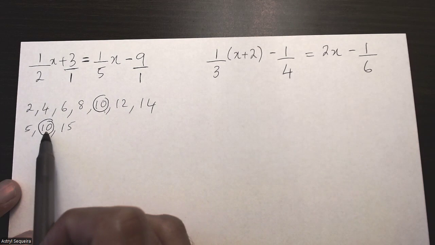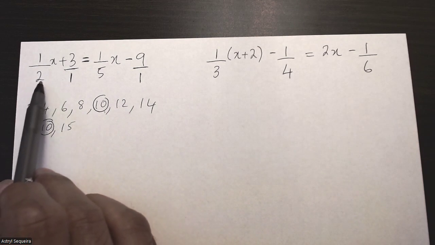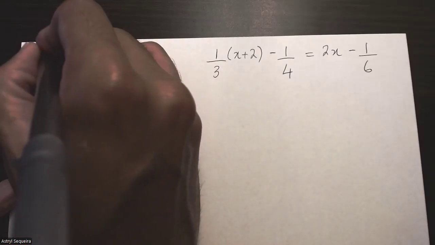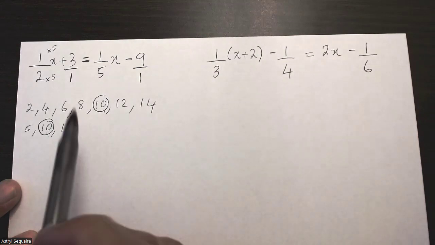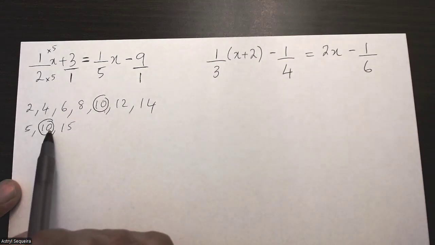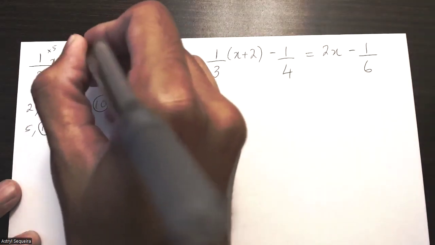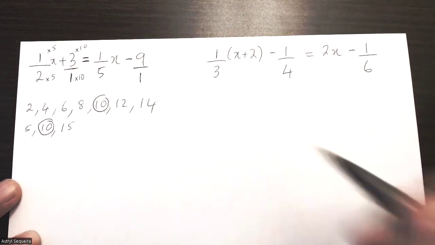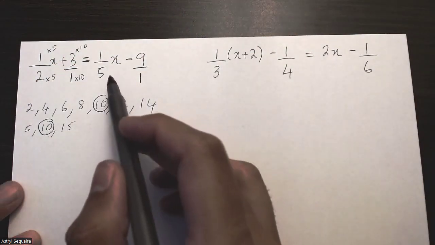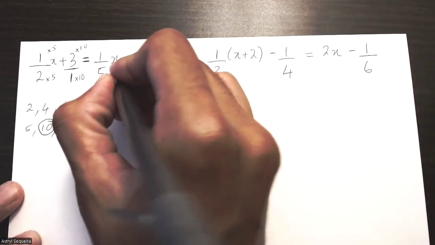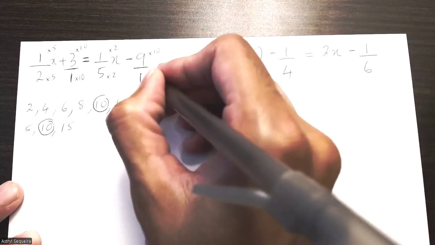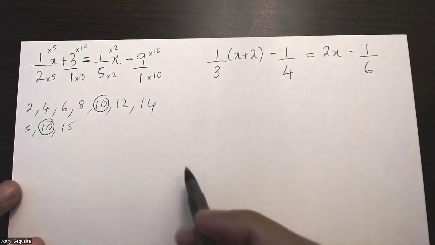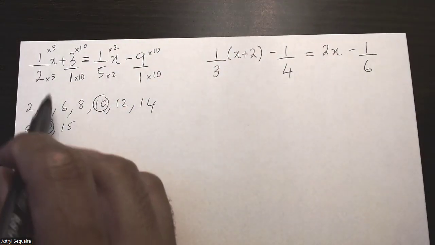which means that my common denominator for this entire question is going to be 10. So in order to turn 2 into 10, I need to multiply by 5. I'm going to multiply the top and bottom by 5 over there. To turn 1 into 10, I need to multiply by 10. To turn 5 into 10, I need to multiply by 2. And over here, again, I need to multiply by 10. I'm going to write this out neatly now in the next step.